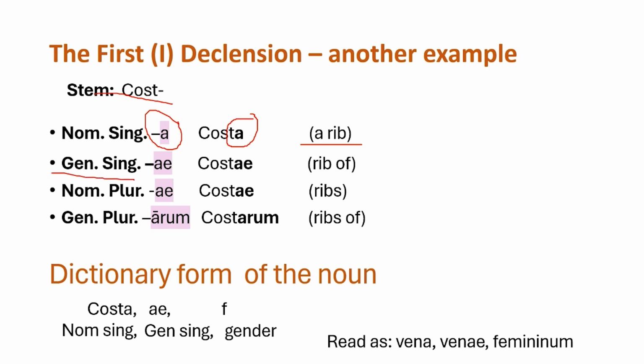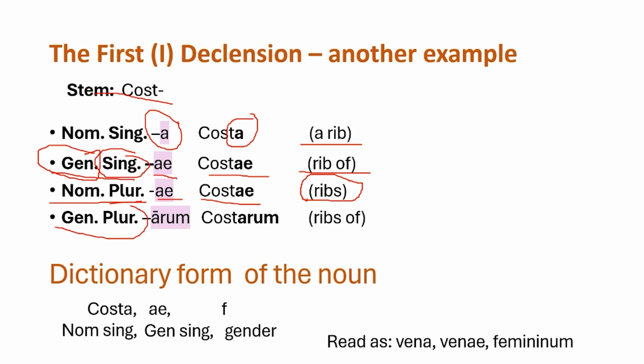Again, for genitive singular, remember genitive means possession or relationship, and singular, so the ending will be I. So you add I to the stem, you get costai, and because this is possession, this will be rib of. Similarly, nominative plural, you add I, it becomes costai. Because it is nominative and plural, it will be ribs.